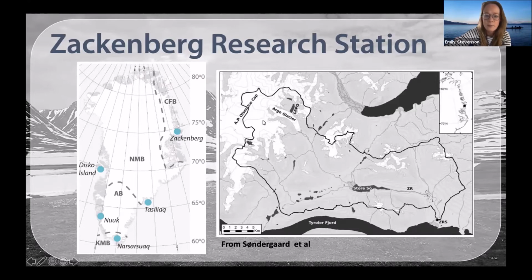The river is predominantly fed by the AP Olsen ice cap. So this is actually not connected to the Greenland ice sheet and is smaller and therefore a little bit more responsive to global warming.